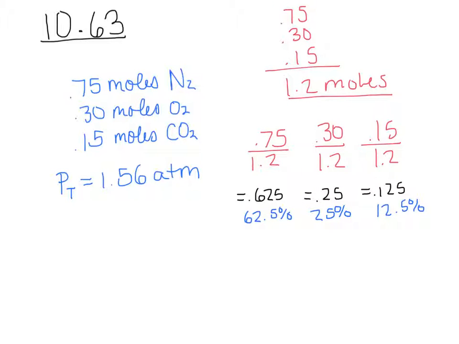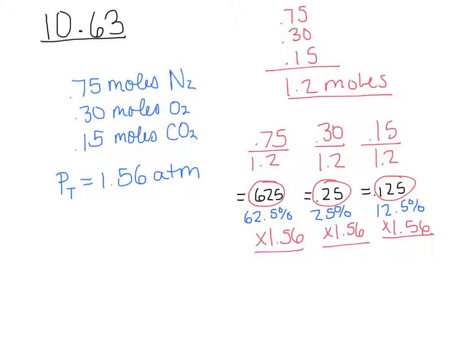The last step in this problem is to multiply the decimals that you got, not the percentages, by the total pressure, which is 1.56. So you multiply these three numbers by 1.56.